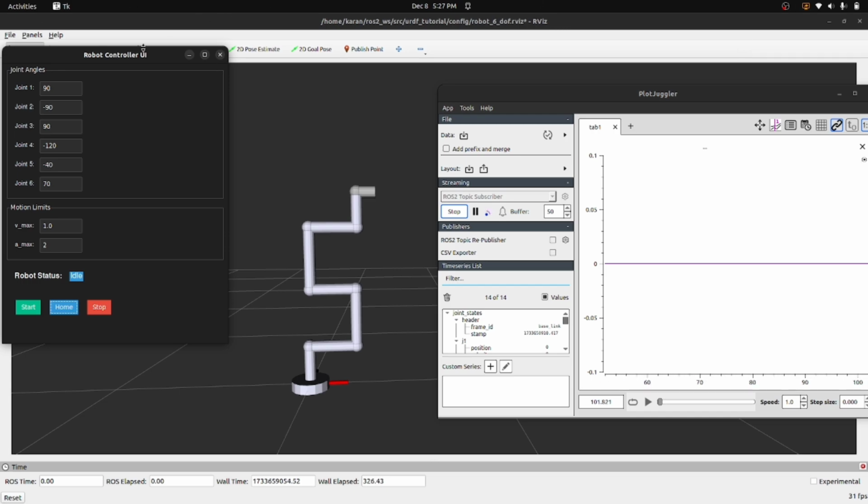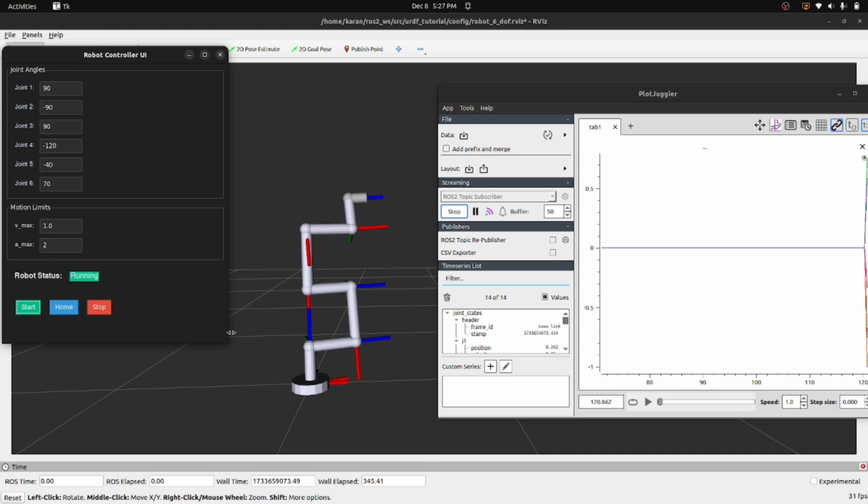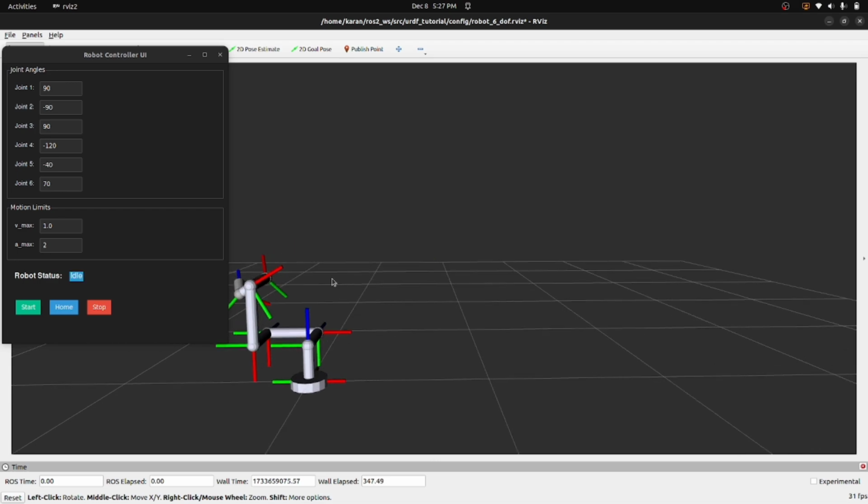So this is the basic UI I have made to control the robot. These are the desired joint angles. Currently my robot is at the home position, where all the angles are 0. Now these are the angles I want to send it to. This is the maximum velocity, and the maximum acceleration is 2, in radians per second squared. So let's start. You will see that it has started moving.